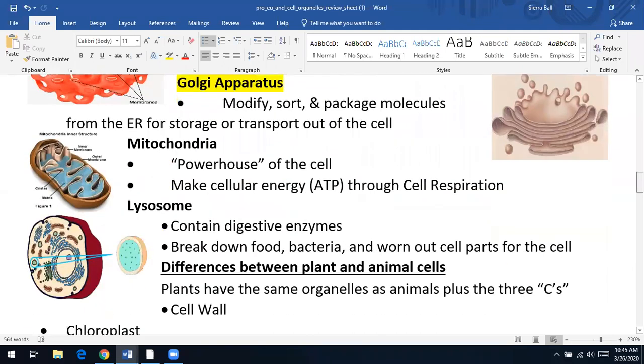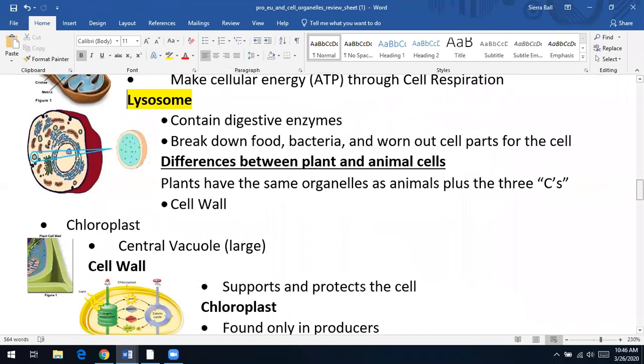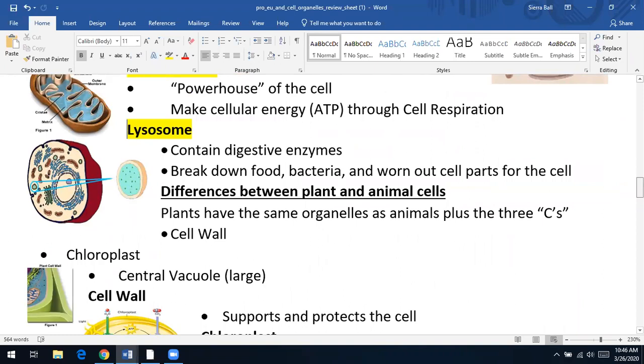All right, next up, we have the mitochondria, which is the powerhouse of the cell. What process happens in the mitochondria? Cellular respiration, thank you. And last but not least, we have the lysosome, which is technically the cell trash can. Anything that the cell can no longer use, it's going to send to the lysosome so it can be broken down, okay?